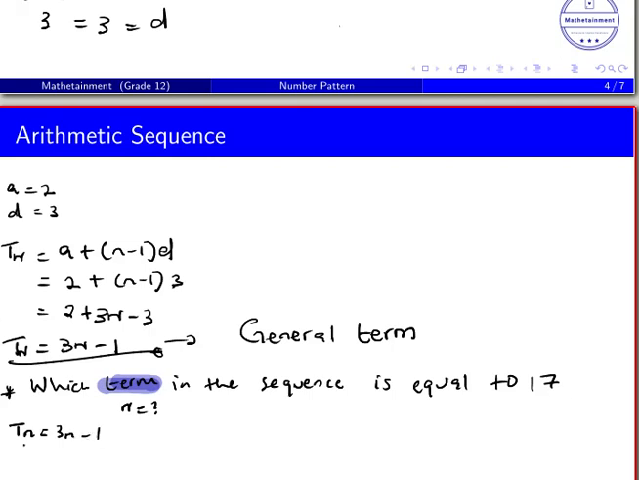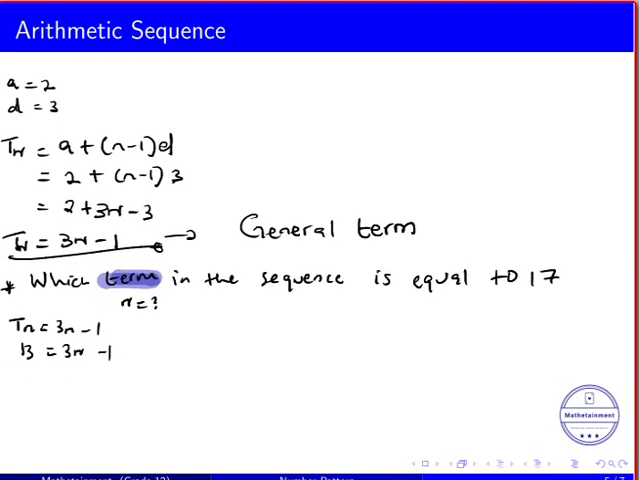And then your Tn, 13, is equal to 3n minus 1. 13 plus 1 is equal to 3n. So here you get your 14, and here you get your 3n. You divide both sides by 3, and then your n is equal to 14 over 3.